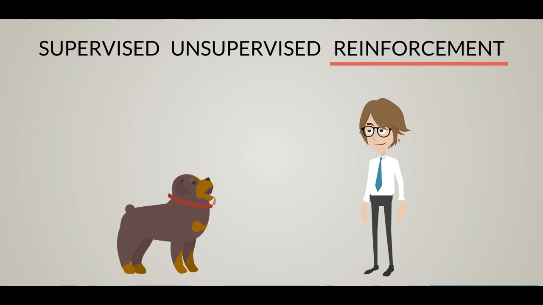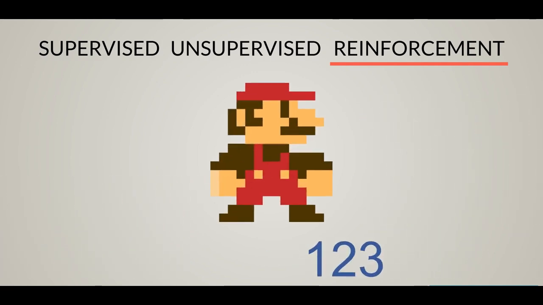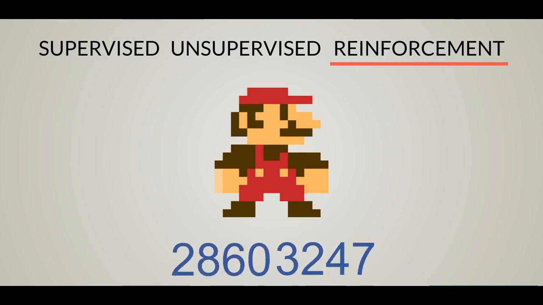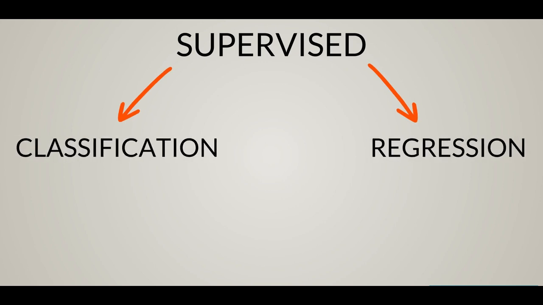In the same way, the machine learning algorithm could be taught how to play Super Mario by rewarding it for progressing with an increase in score. Alright. Supervised learning is the focus of this course. That is because it is the simplest and most commonly used. To exhaust the topic, supervised learning could be divided into additional subtypes: classification and regression.